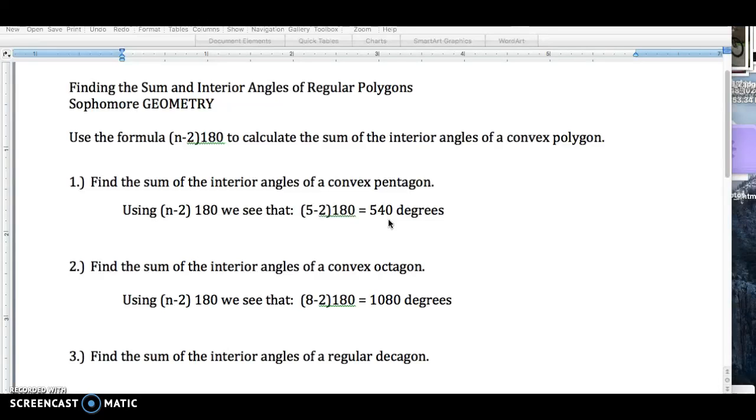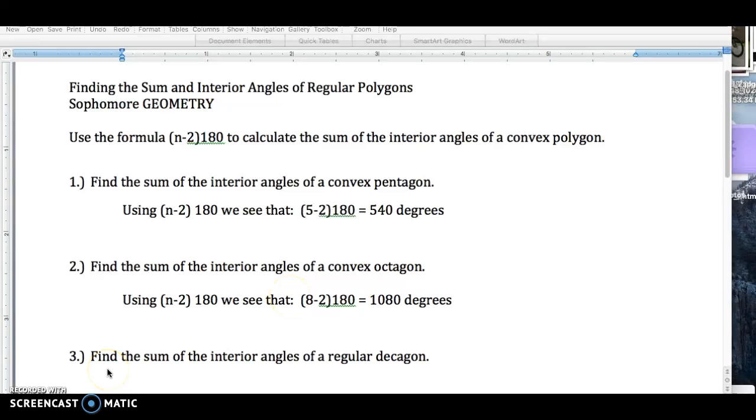All right, so number 2, we're going to find the sum of the interior angles of a convex octagon. So going back, octagon means 8, like your stop sign. So we're going to plug in the 8 into the n minus 2 times 180. So that 8 minus 2 gives you 6, so 6 times 180 is 1080 degrees. So by simple calculations and plugging in n for the number of sides, it's a pretty simple formula to calculate the number of degrees.